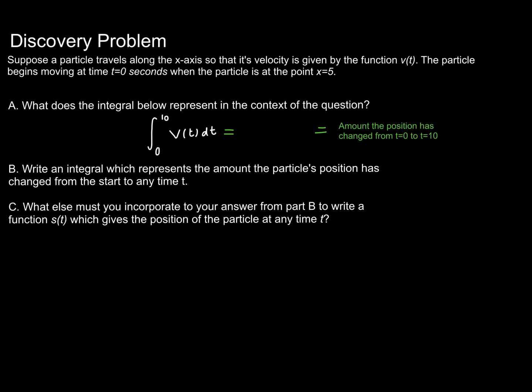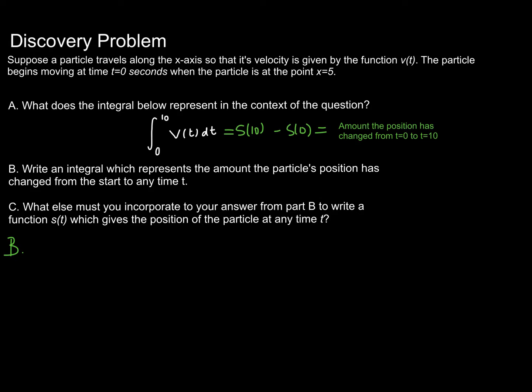Remember that the fundamental theorem of calculus tells us that to evaluate a definite integral, we need to evaluate the antiderivative of velocity at 10 and at 0 and take the difference. Well, what's the antiderivative of velocity? It's position. So this just boils down to the position at time 10 minus the position at time 0. Which of course is going to give me the amount the position has changed. The difference in position at 10 from 0 is going to be the amount the position has changed in those first 10 seconds.